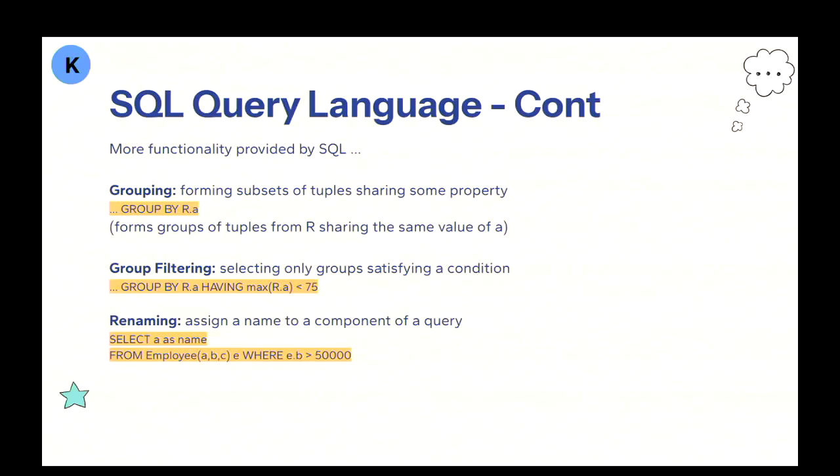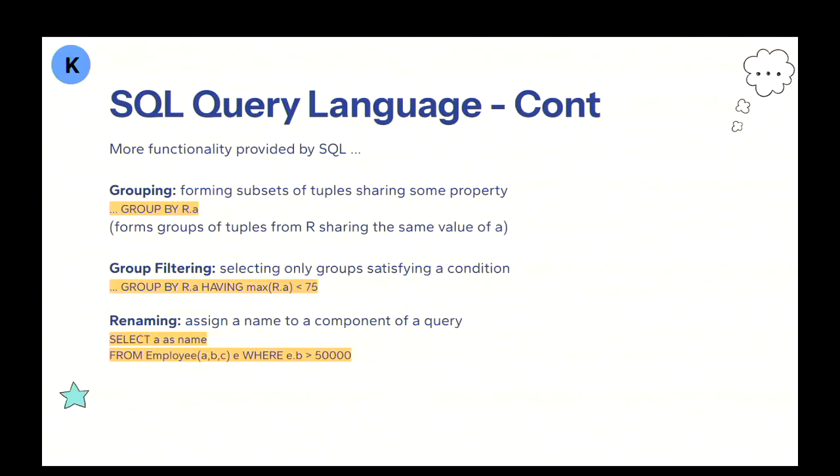For grouping, we can form subsets of tuples sharing the same property. This concept could be a little bit tricky to understand, but we will show you with some examples. And we can also do group filtering. After we have grouped the data, we can filter the groups with the having keyword.